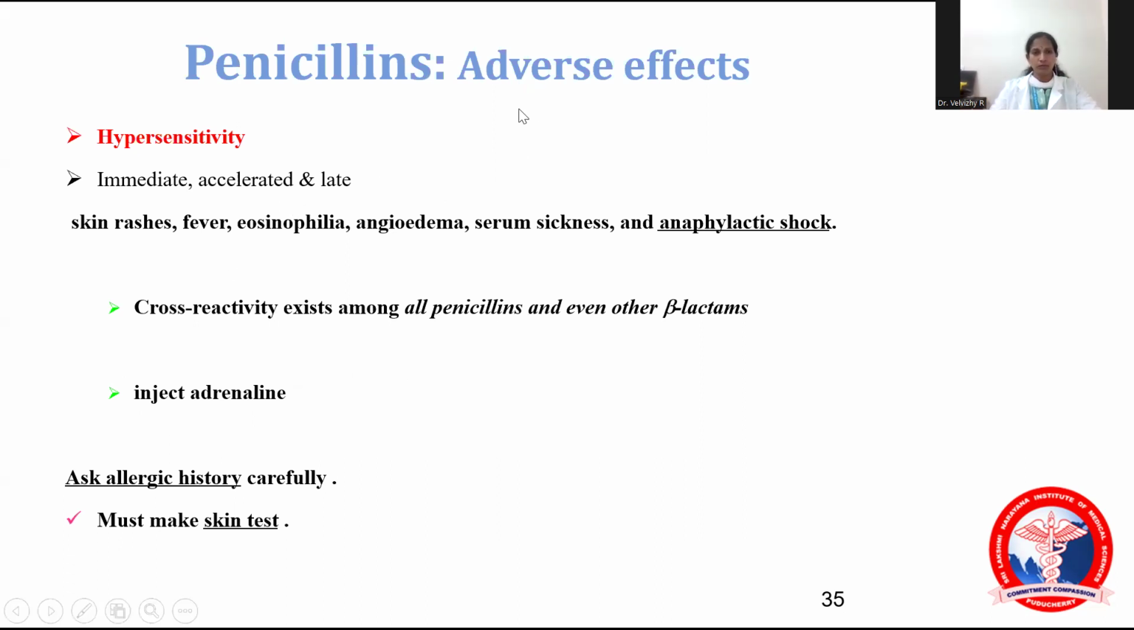Sorry. So penicillin adverse effects: I told hypersensitivity reaction. It produces immediate, accelerated, and late, all types of hypersensitivity reaction. Immediate occurs within 30 minutes of parenteral preparations, with skin rashes, fever, eosinophilia, angioedema symptoms, and the patient may go into anaphylactic shock. If the patient has developed anaphylactic shock, you have to treat the patient immediately with adrenaline injection, hydrocortisone injection, and antihistamines.